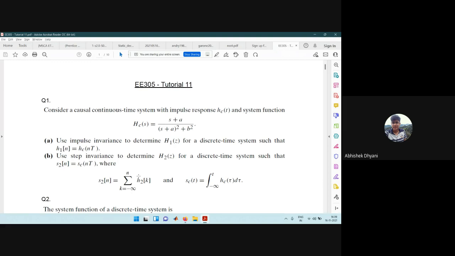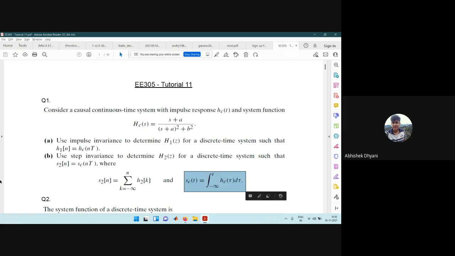And it has been given to us that s2[n] is the summation from minus infinity to infinity of h2[k], which means that if you have the impulse, let me start with this equation actually. If we have the impulse response, I take its integral from minus infinity to t, I'll get the step response, right? If you have an impulse and you take an integral of that impulse, a simple impulse function, then obviously we will get a unit step function. And so that is what this equation represents.